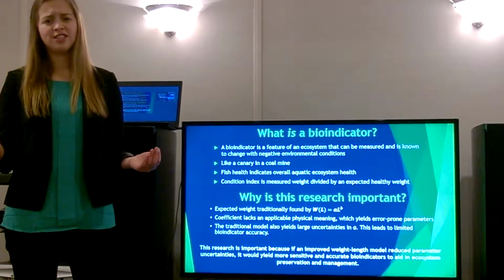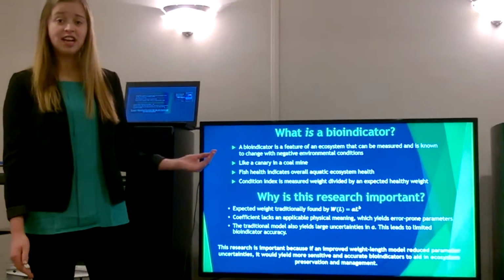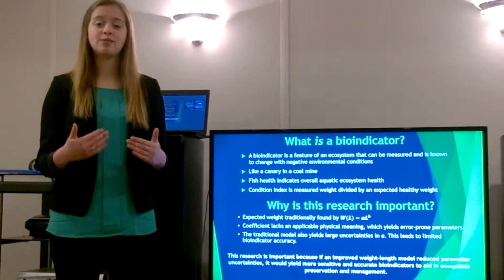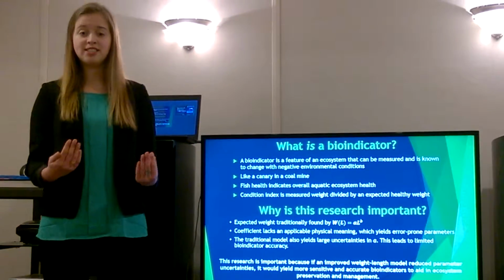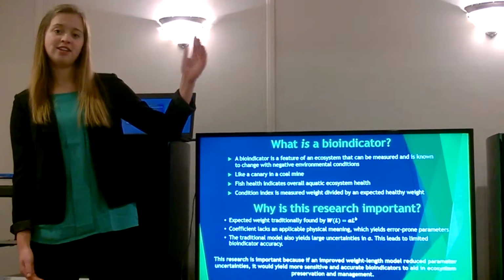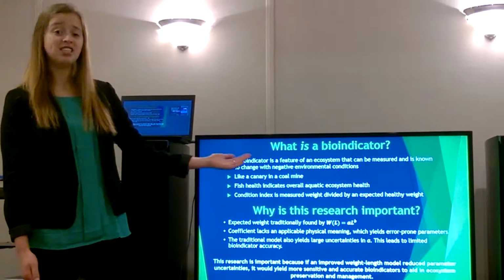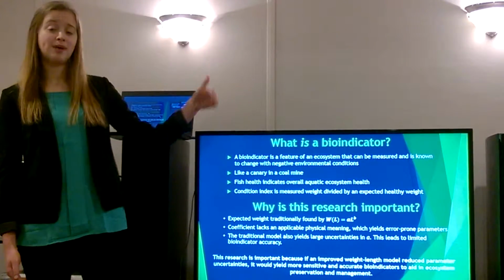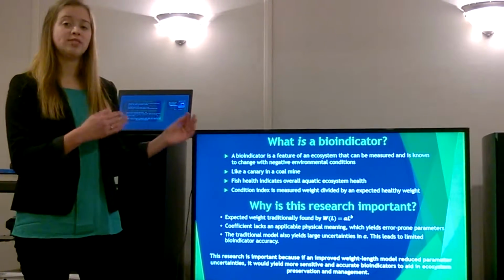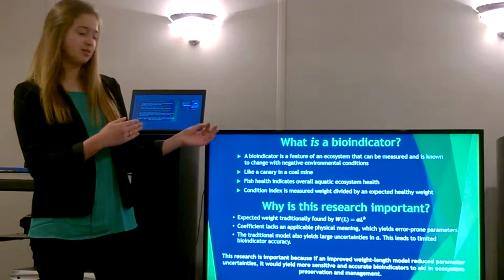So how do you tell if a fish is healthy? Well, the equation that I talked about gives you the expected weight, the expected healthy weight of a fish of a given species. So you compare the measured weight of a fish to its healthy weight in something called condition index, where you divide the measured by the expected weight, and condition index is what you use as a bioindicator to tell how healthy it is.